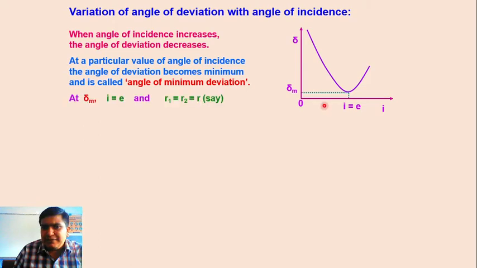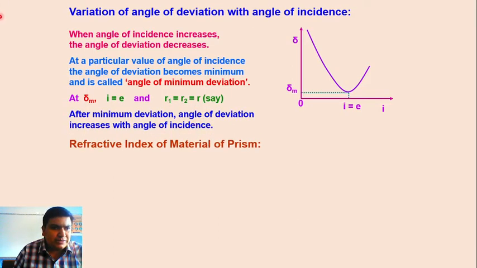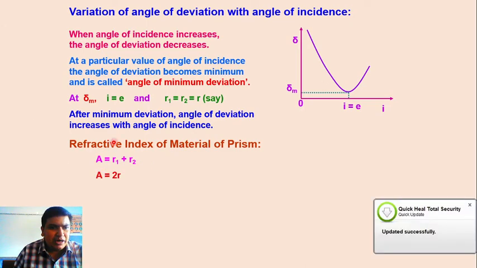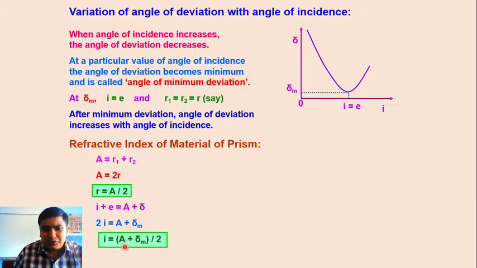At that time, at delta m, I equals E, and R1 equals R2, that is R. So we can write the previous equation A equals R1 plus R2 as A equals 2R, and the equation I plus E equals A plus delta, which means I equals E, becomes 2I equals A plus delta m, so here we get the angle of incidence I equals (A plus delta m) by 2.